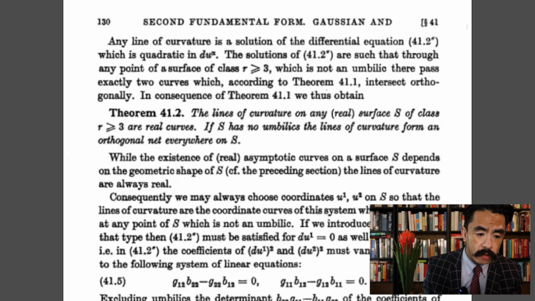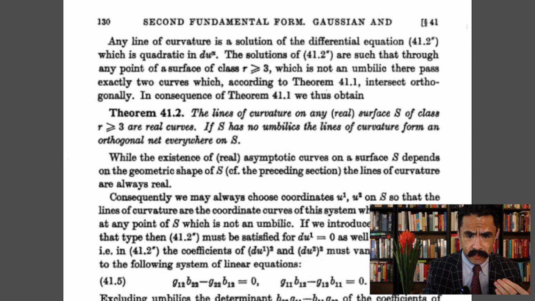Any line of curvature is a solution of the differential equation given by the 3 by 3 determinant equal to 0 read previously, which is a quadratic in du alpha. Solutions of this 3 by 3 determinant equal to 0 are such that through any point of a surface of class r greater than or equal to 3, which is not an umbilic, there pass exactly two curves which, according to the theorem that the roots of the equation given by the expansion of the 2 by 2 determinant in terms of the fundamental forms are real, and that at any point which is not an umbilic the principal directions are orthogonal. According to this, then these solutions are such that through any point of a surface of class r greater than or equal to 3, which is not an umbilic, there pass exactly two curves which intersect orthogonally.